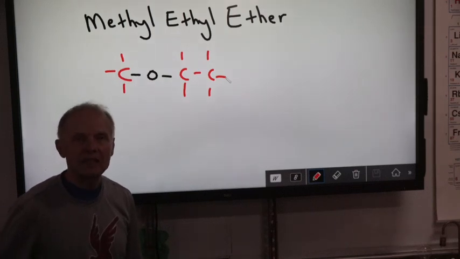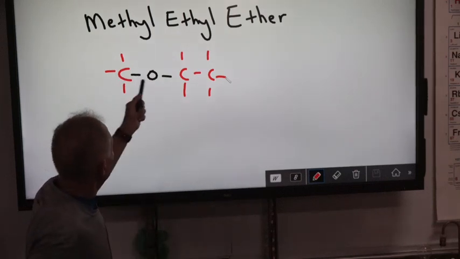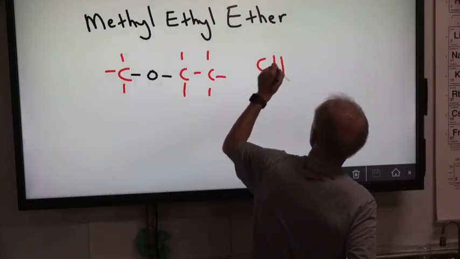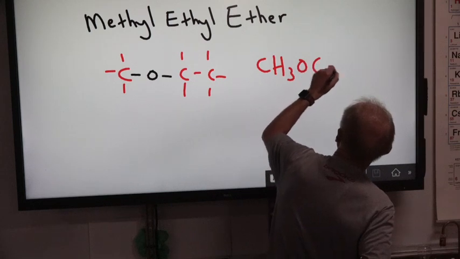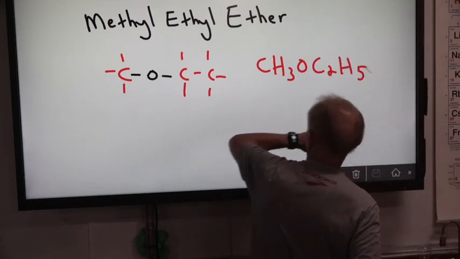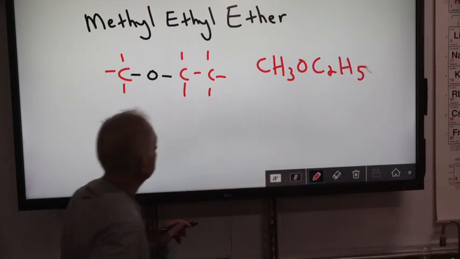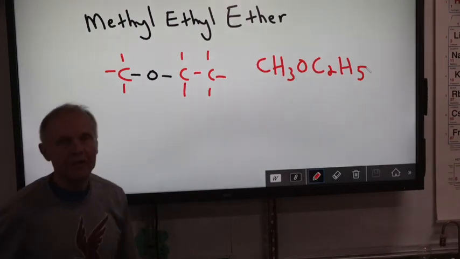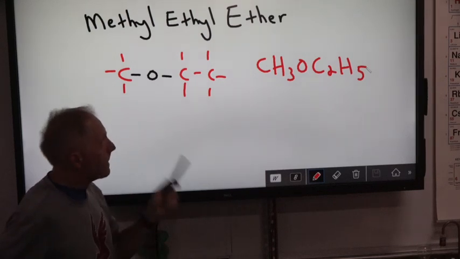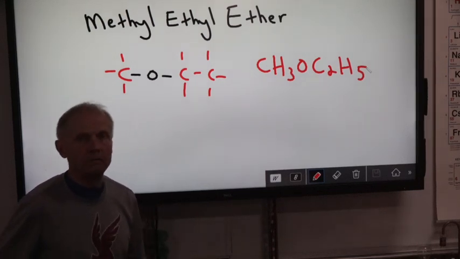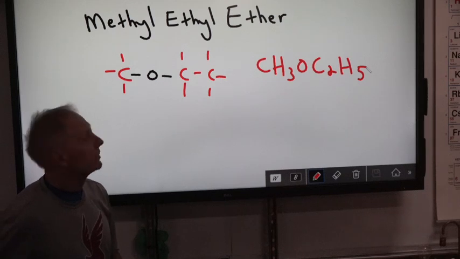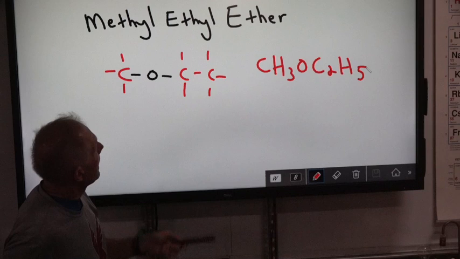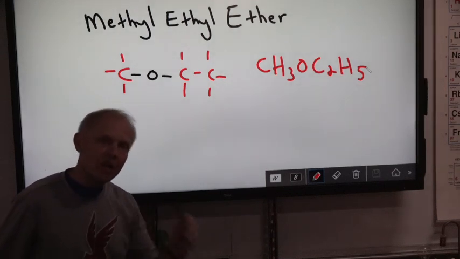Now let's look at the molecular formula. CH3O, then C2H5. CH3O, C2H5. So that is methyl ethyl ether. Now, the most important ether of all is the next one. So I gave you the name, you built it. This time, I'm going to give you the structure. You're going to give me the name.